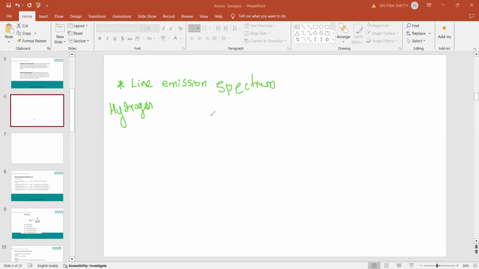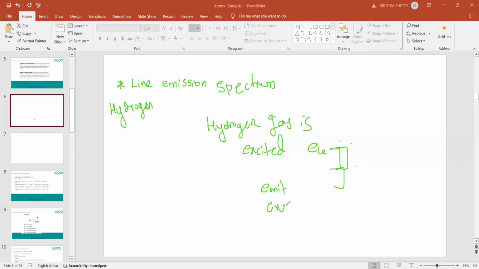So what is line emission spectrum? When hydrogen gas is excited, the electrons of an atom jump to different higher orbits depending upon the quantity of the energy. So when this hydrogen gas is excited, the electron will jump from one orbit to another orbit. While returning from the higher orbit to the lower orbit, this electron will emit some energy. These electrons will emit energy of different wavelength.